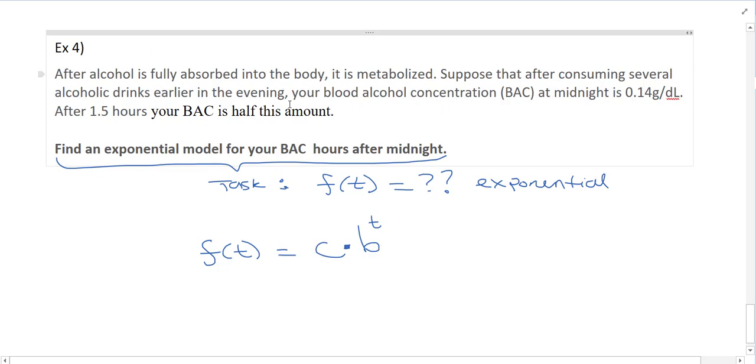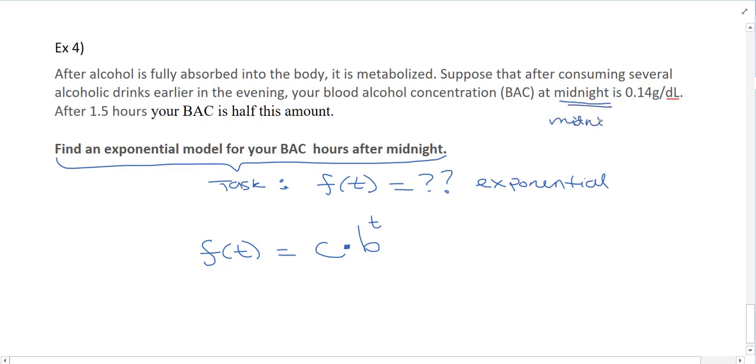Suppose that after consuming several alcoholic drinks, blah, blah, blah, that's not useful information. So here, your blood alcohol concentration at midnight. So midnight is our starting point for this problem. So at midnight, we're going to call midnight time equals 0. T is 0. That's when we're starting to record what's happening.